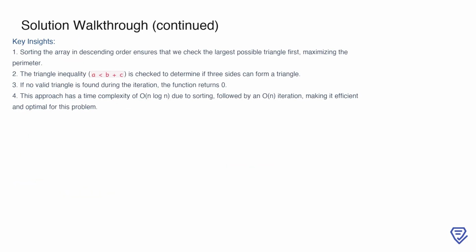To summarize the key insights, sorting the array in descending order is an important step because it ensures that we check for the largest possible triangle first, which helps maximize the perimeter. The triangle inequality condition, a < b + c, is what determines if three sides can form a valid triangle. If no valid triangle is found during the iteration, we return 0. The overall time complexity of this approach is efficient, with O(n log n) for sorting the array and O(n) for the iteration, making it well suited for this problem.